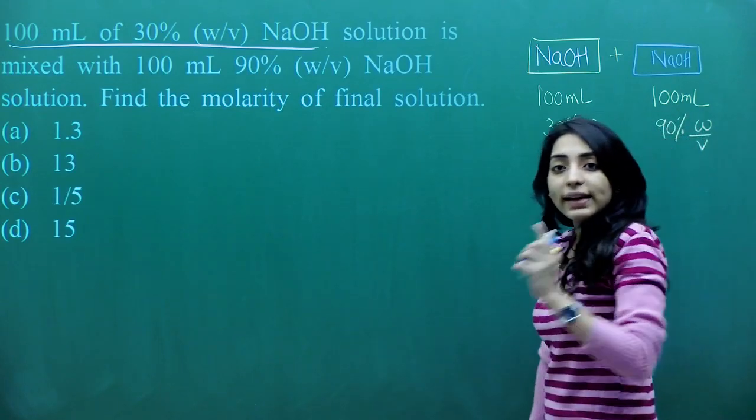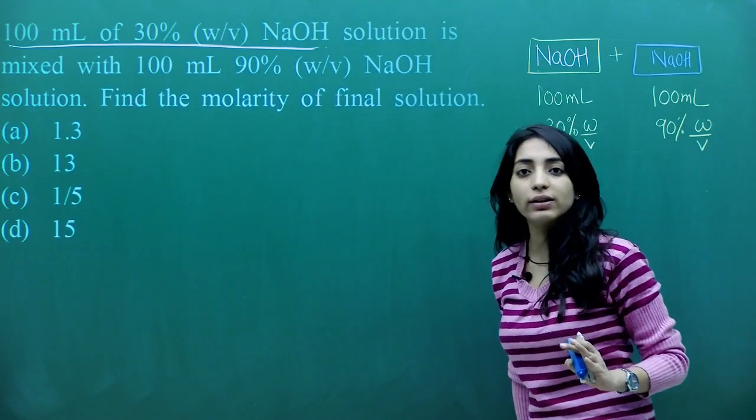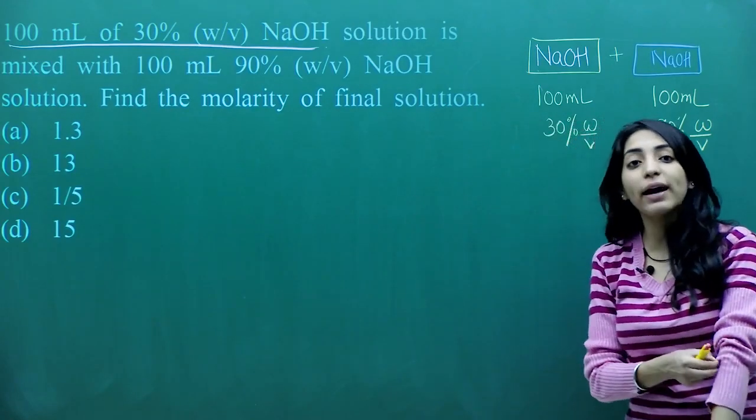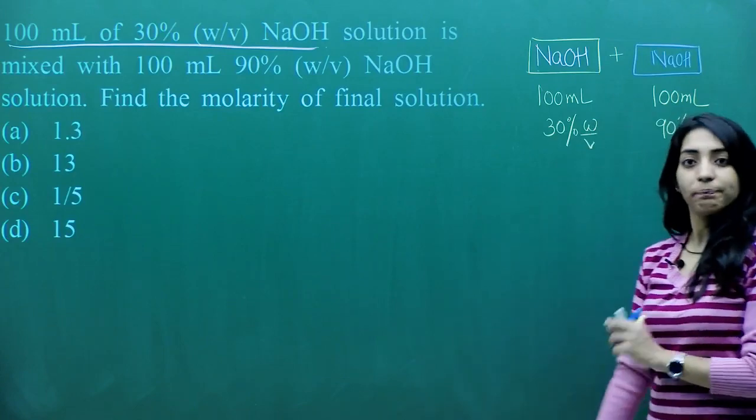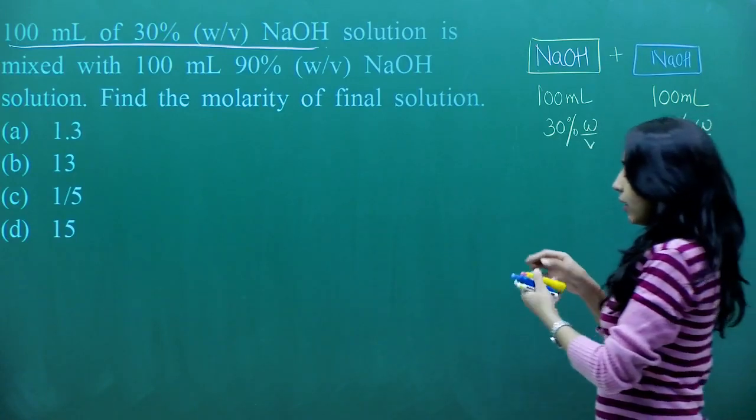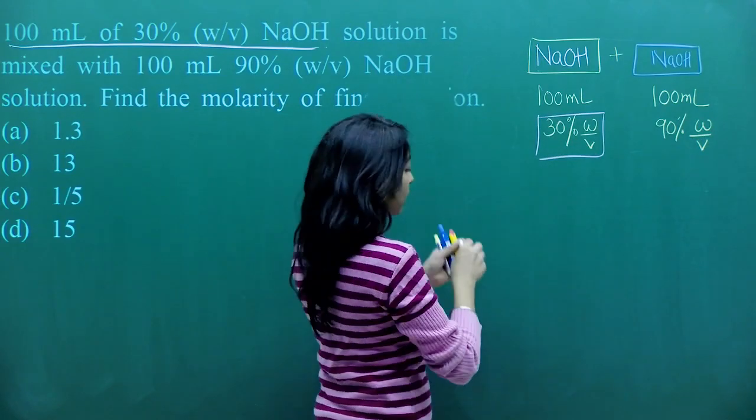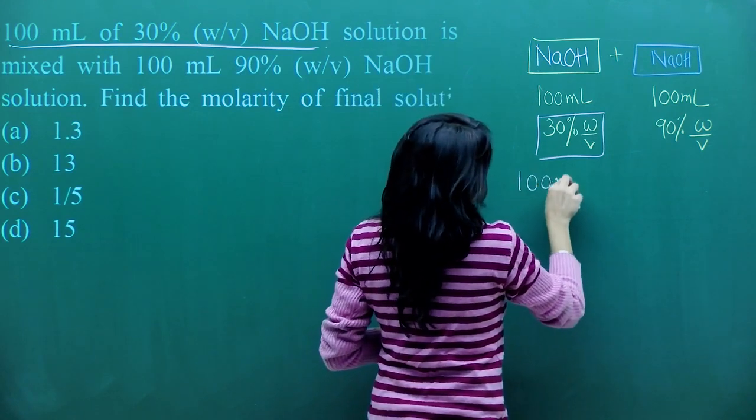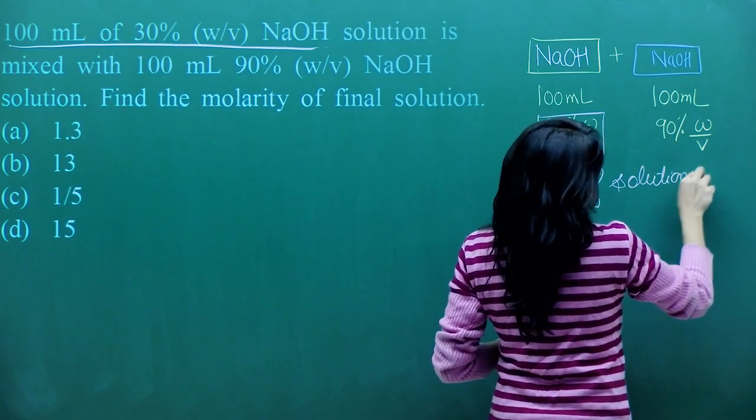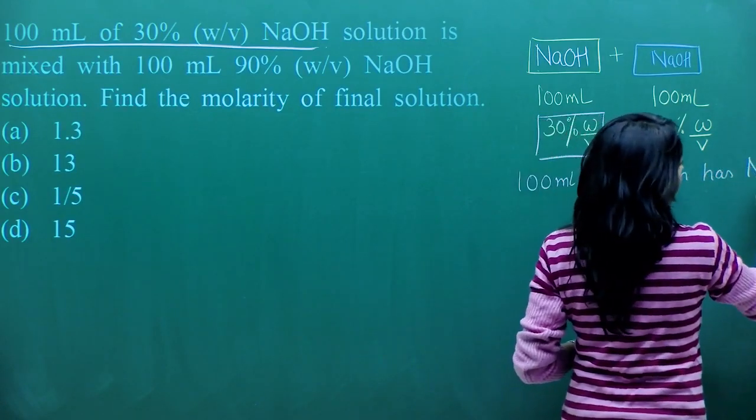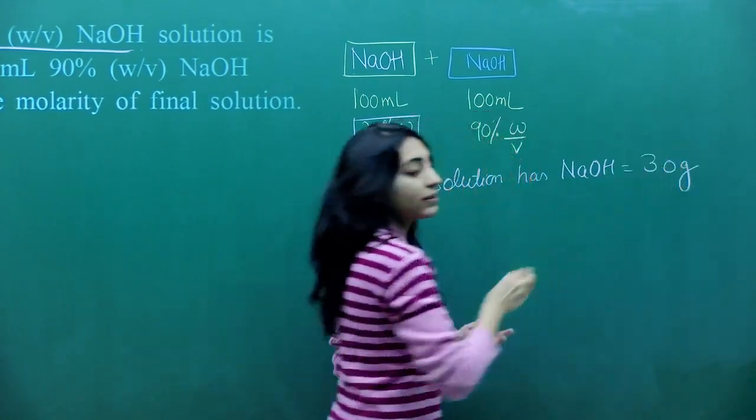Now guys, this question is a little different from the very first or second question that we have done in today's lecture. There it was percentage V by V, or percentage W by W. But here it is percentage W by V. Let's see what is done. If I am given 30% W by V, can I simply say 100 ml of solution has 30 grams of NaOH?